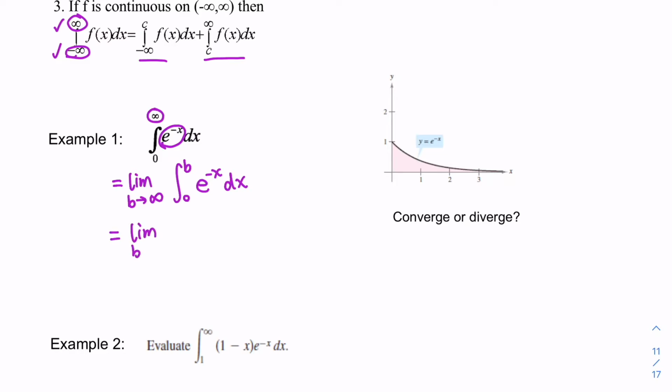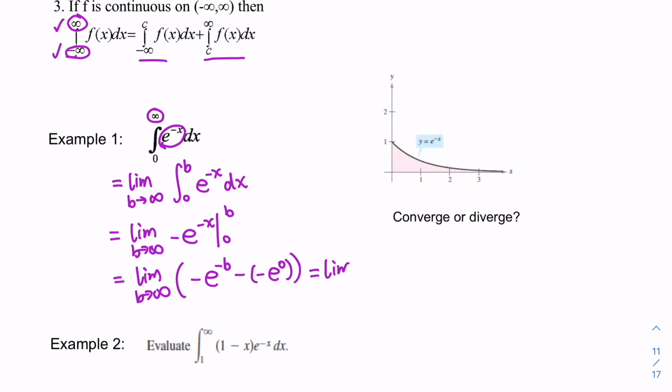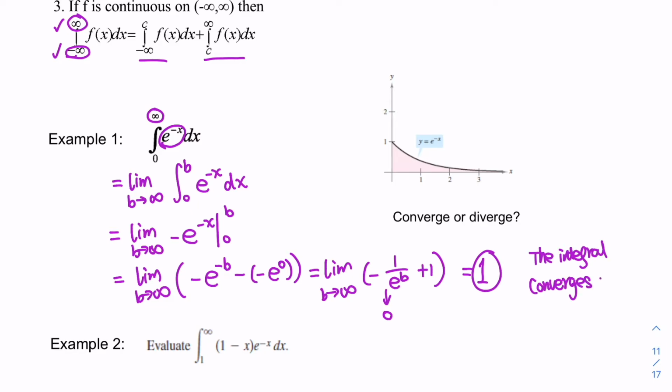So we are going to integrate this first. So it's negative e to the negative x from 0 to b. So this is the limit as b goes to infinity. We solve the integral the same way as before. It's negative e to the negative b minus negative e to the 0, which is the limit as b goes to infinity of negative 1 over e to the b plus 1. So as b goes to positive infinity, the first term will go to 0. So our final answer is 1, because the limit equals a number, so the integral converges to 1.